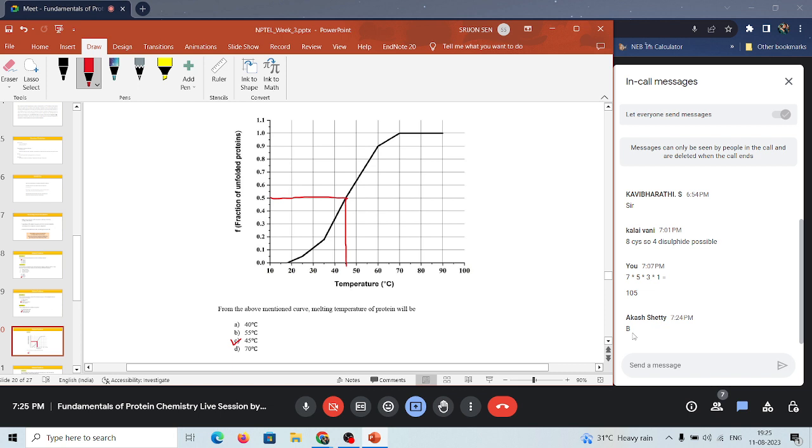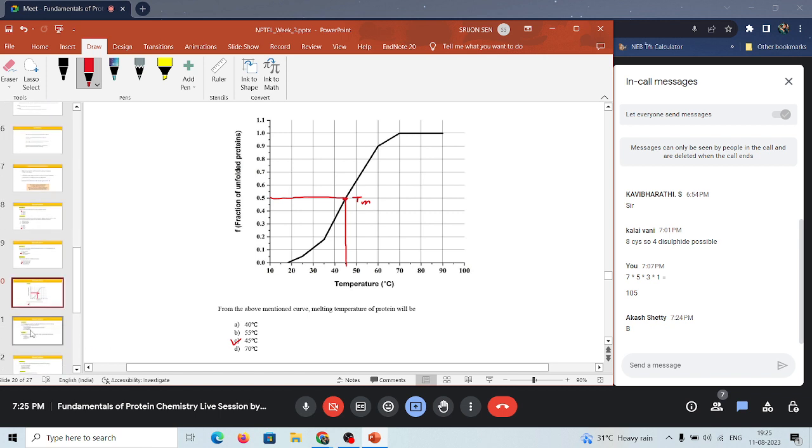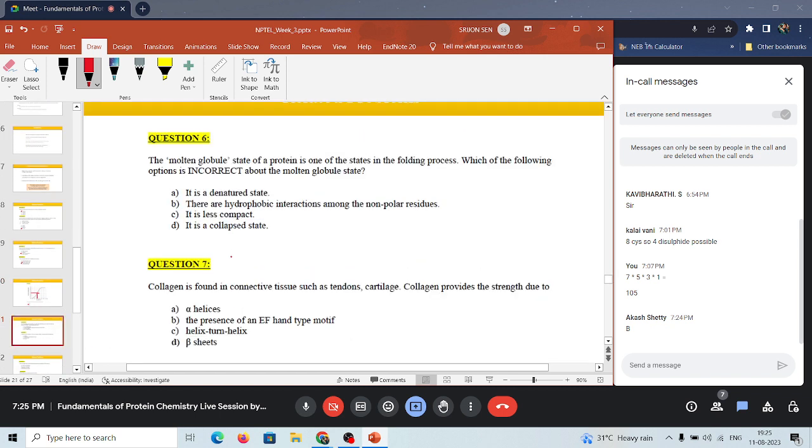Kindly verify. Okay, because when the protein is 50% folded and unfolded, at that point, that is the point of your Tm. Okay, so this is the point of 45 degrees centigrade where your protein would be 50% folded as well as unfolded. Yes. Okay. Now coming to the next question.